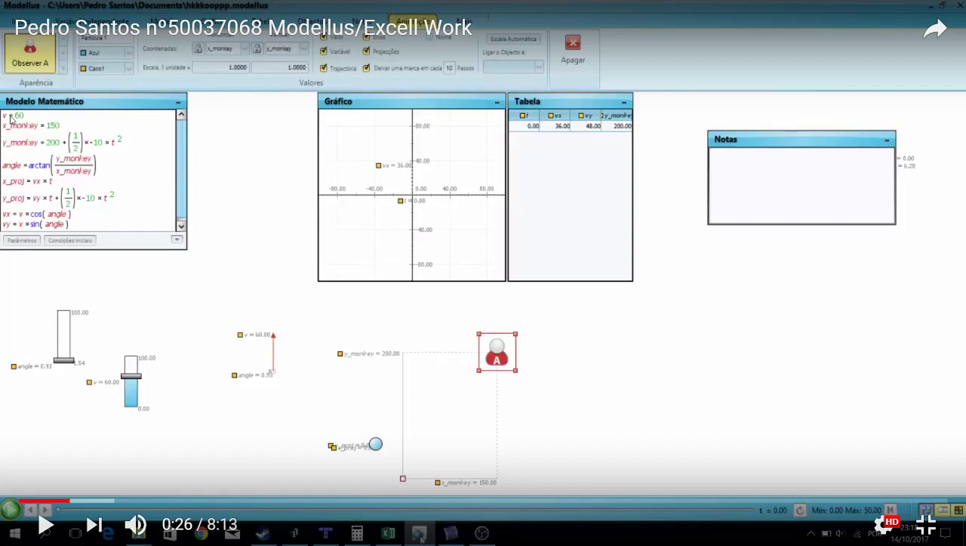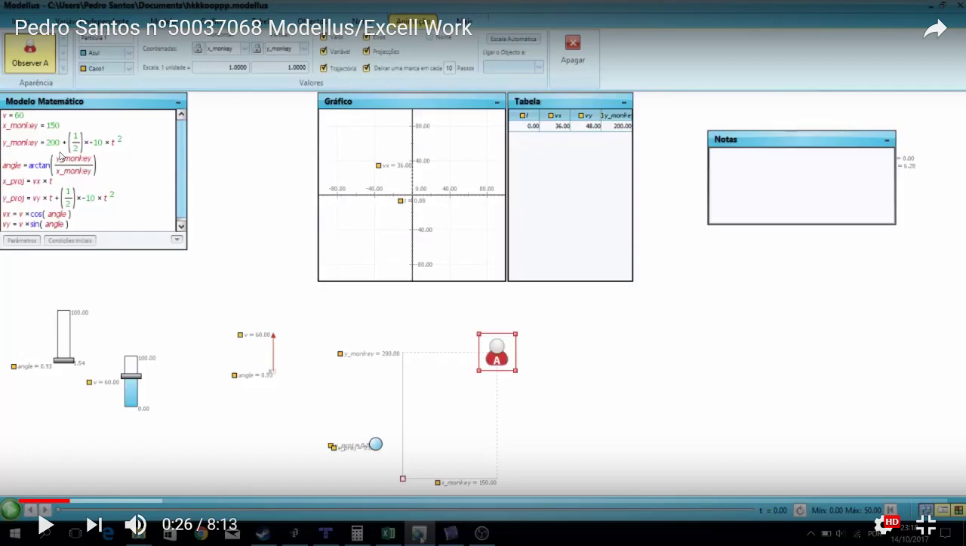V60 here, I hope you can see my cursor. V60, V is the velocity, so it's the speed that we'll be incrementing. X monkey is the coordinate for the monkey. It won't be moving left or right at all, so it will be just 150.